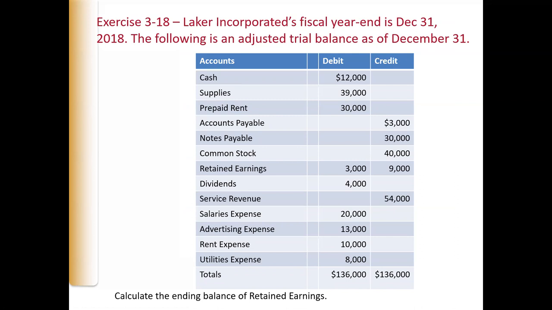Now I'm going to let you guys try something here. Here is an adjusted trial balance. You see retained earnings is at 9,000 right here. I want you to take a minute and let me know what the ending balance will be of retained earnings when we close out the temporary accounts. So let me give you a couple minutes here, okay?